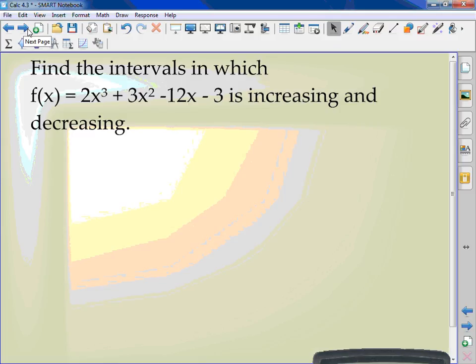We're going to find the interval in which f of x equals 2x cubed plus 3x squared minus 12x minus 3 is increasing and decreasing. That is the original.